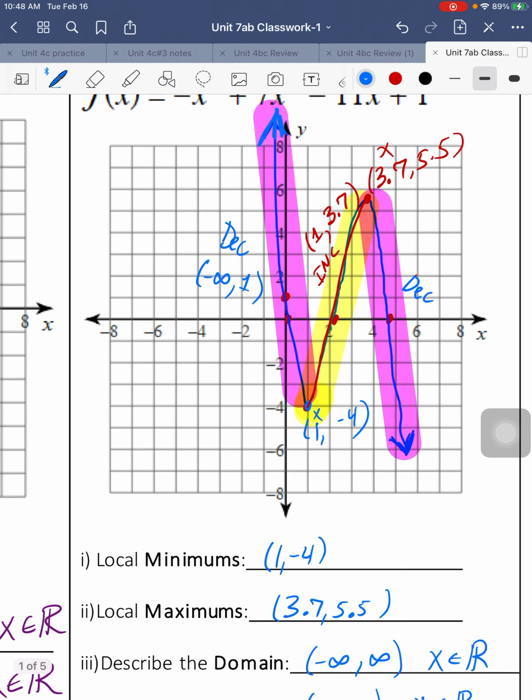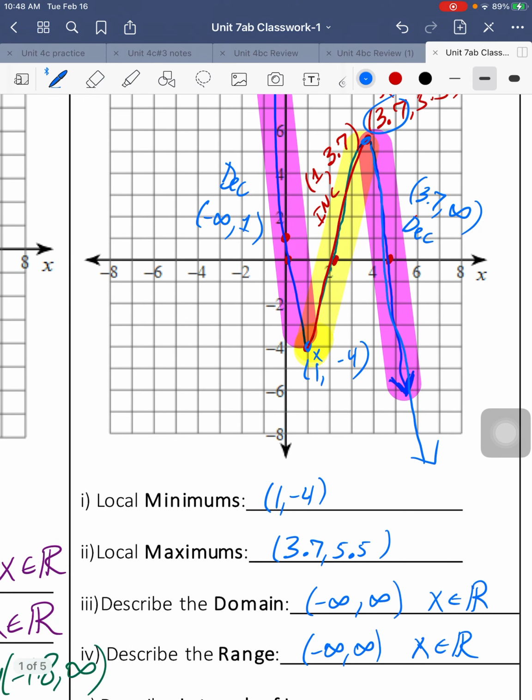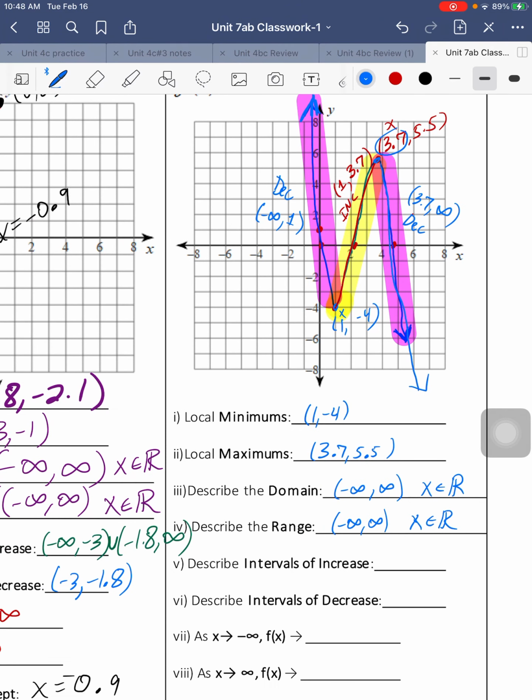And the last part, decreasing, starts decreasing at 3.7. And where does it stop decreasing? It keeps going to the right forever, and right forever is positive infinity. All right, let's transfer those down. So we have the increasing interval from 1 to 3.7. Decreasing intervals has 2 of them: negative infinity to 1, and we're going to join that together with 3.7 to infinity. All right, end behavior.